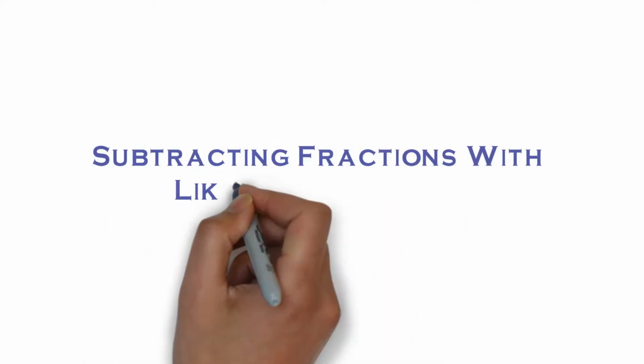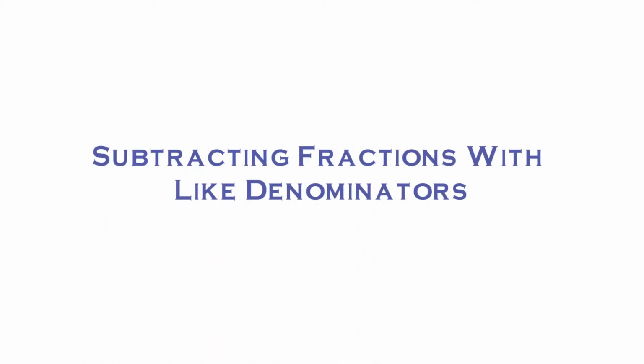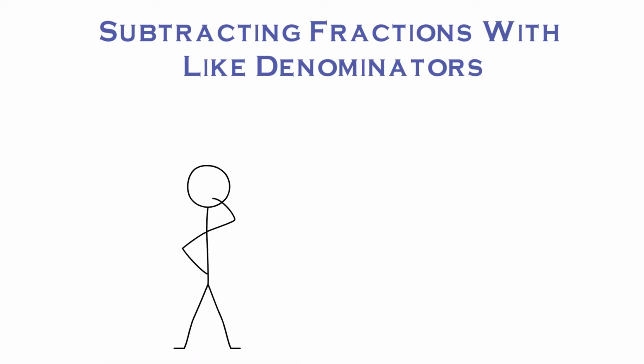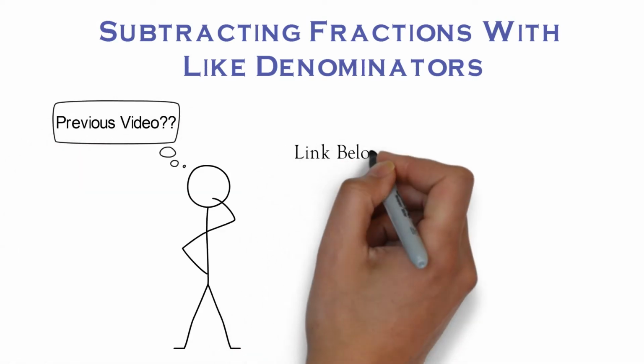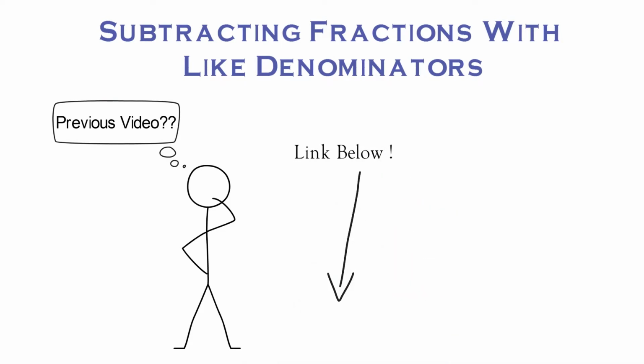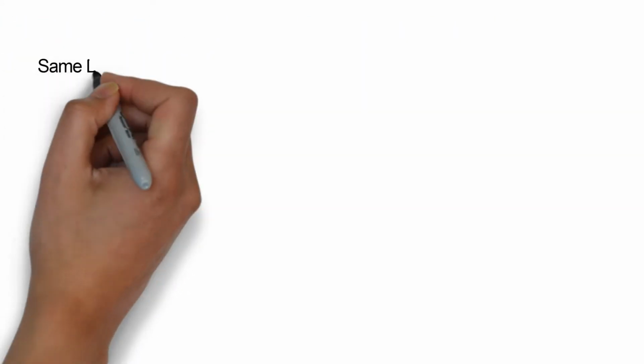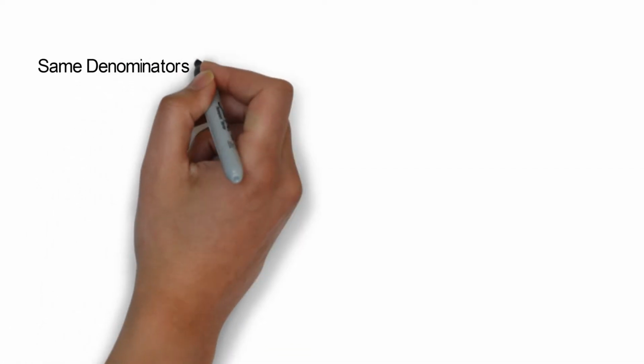Subtracting fractions with like denominators is just as easy as adding them, shown in the previous video, for which the link is given below. But we will take nothing for granted, so you can expect the same detailed explanation as always. So, the rule for subtracting fractions states that denominators must be the same.